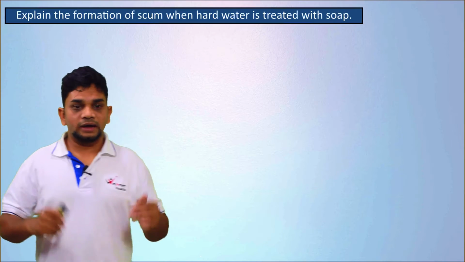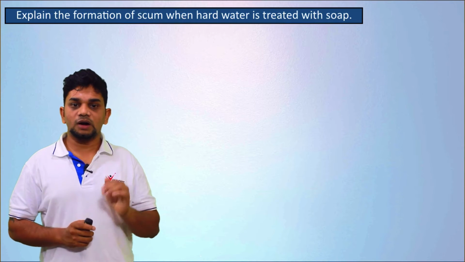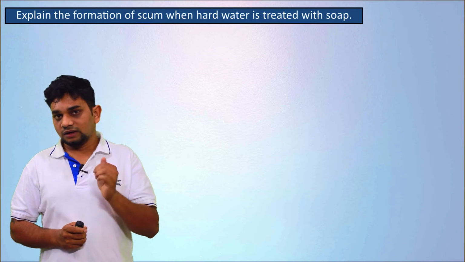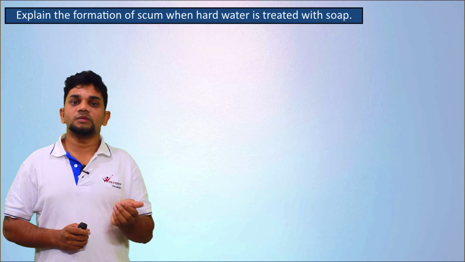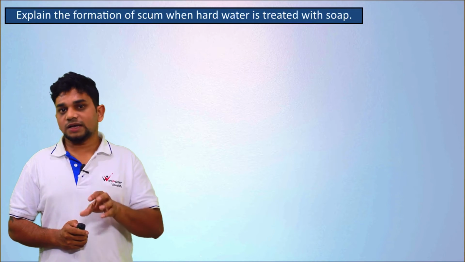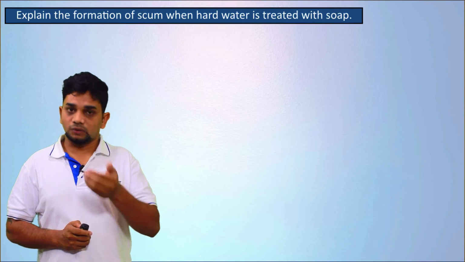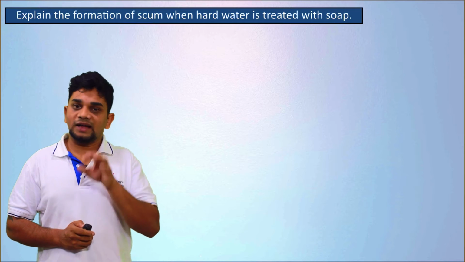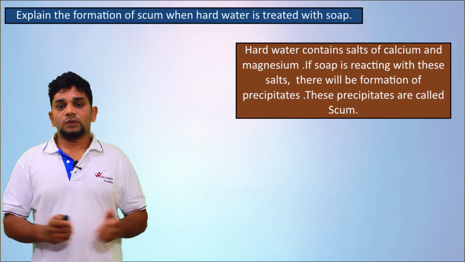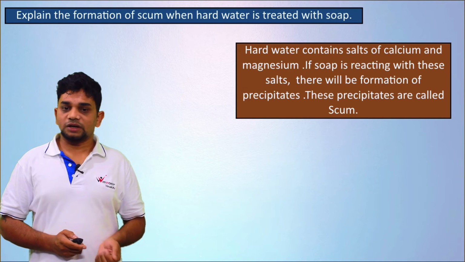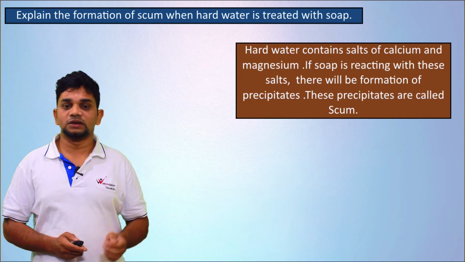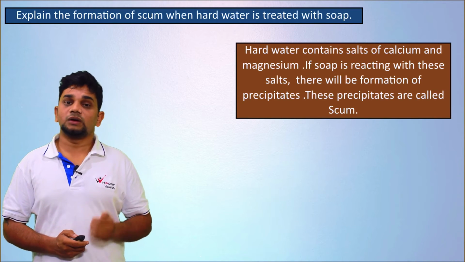That is the answer. Explain the formation of scum when hard water is treated with soap. What is the reason for hardness? The hardness is because of magnesium or calcium salts present in the water. If there is a reaction between magnesium salt and soap, or between calcium salt and soap, there will be scum formation. Hard water contains salts of calcium and magnesium. If soap reacts with these salts, there will be formation of precipitates. These precipitates are called scum.